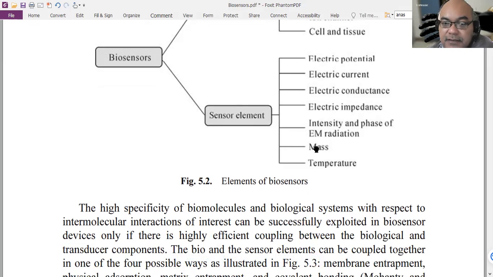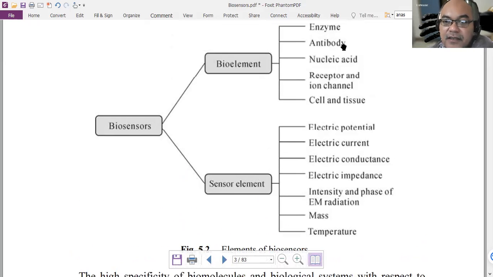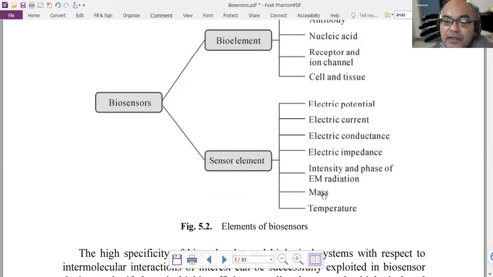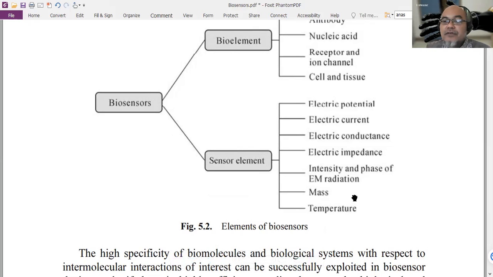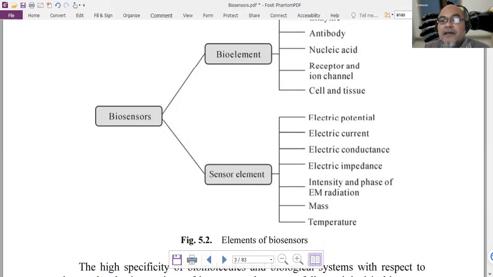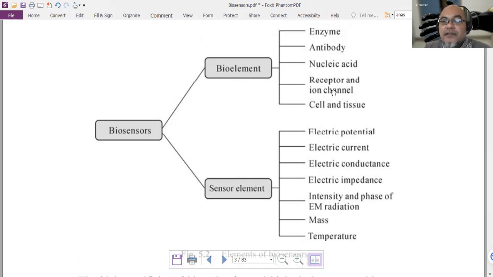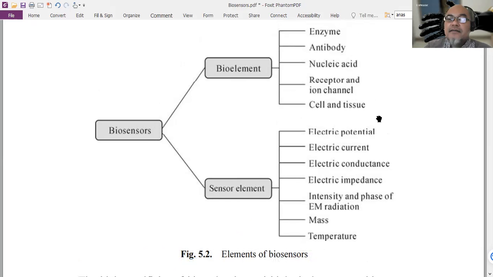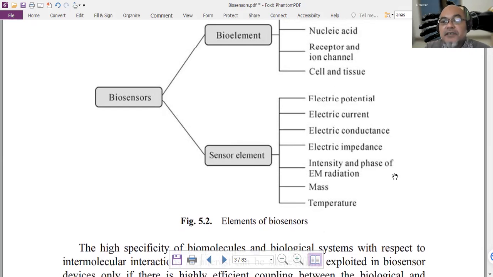And we can detect mass. For example, in an affinity biosensor, we can detect the mass change due to the binding reaction. For this we can use QCM, a cantilever-based sensor, or a surface acoustic wave transducer, etc. And sometimes when there is a reaction between the bioelement and the corresponding analyte, there might be thermal change. Temperature is being exchanged as well. In that case, you can use a temperature sensor, a thermistor or semiconductor sensor, to detect those minute thermal changes. Okay.